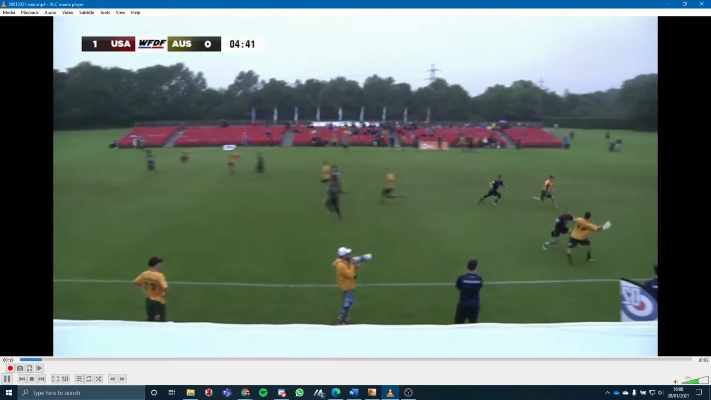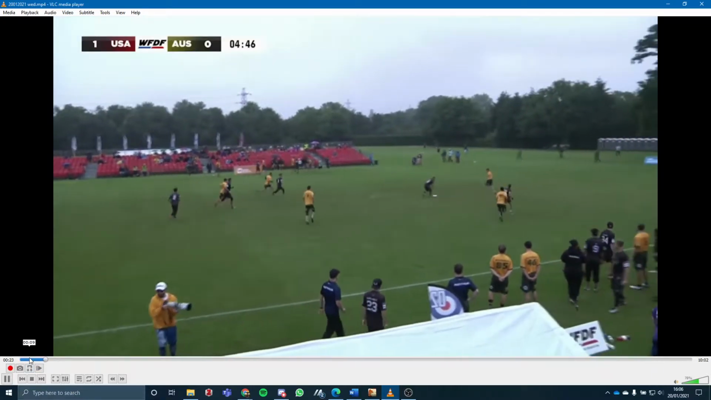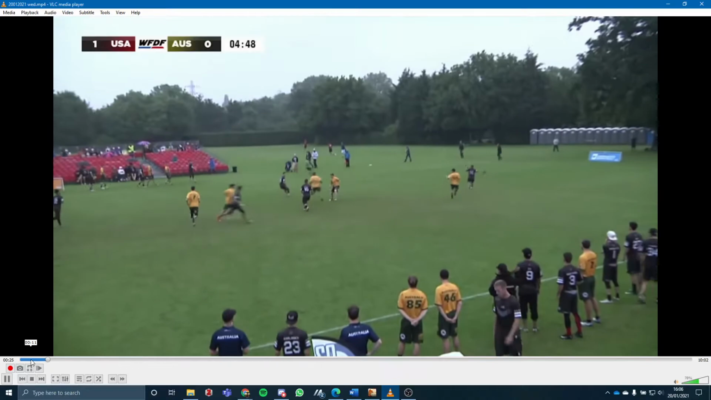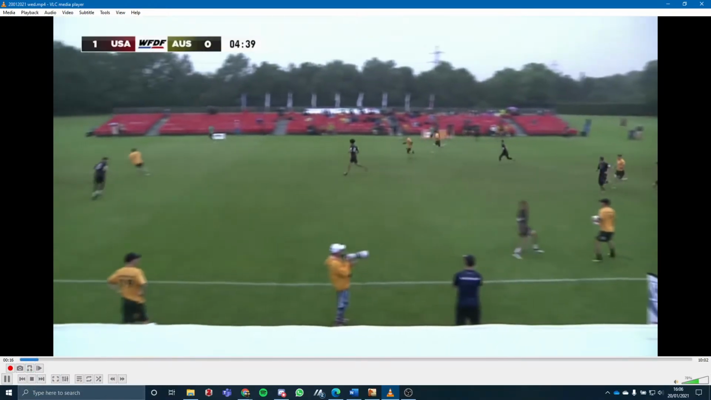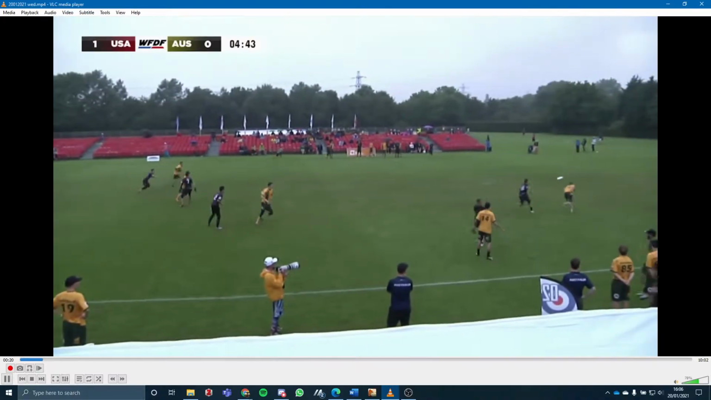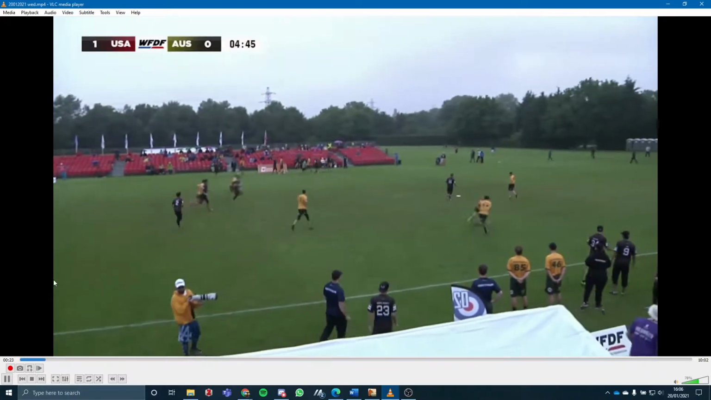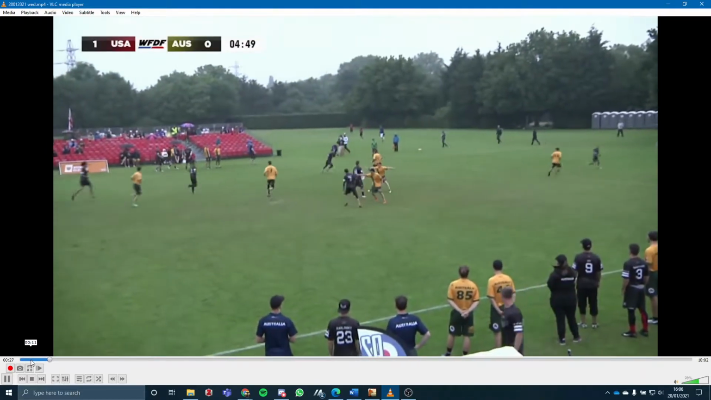Evans. Oh, miscommunication with Evans and Barr changing his direction just quickly. USA with the disc. I'll play it one more time. Evans. Oh, miscommunication with Evans and Barr changing his direction just quickly. USA with the disc.